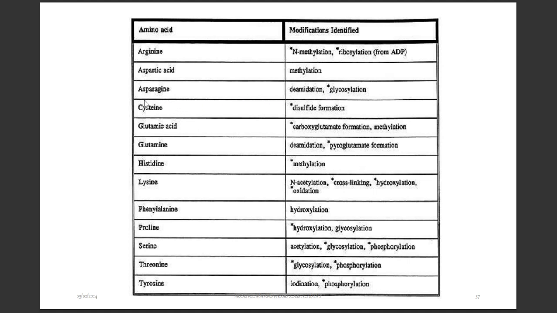You also have the amino acid cysteine. Now you know that cysteine and methionine are the only two amino acids with a sulfur, right? So these ones are going to undergo disulfide formations. You also have glutamic acid. These ones are going to undergo carboxyglutamate formation and methylation.